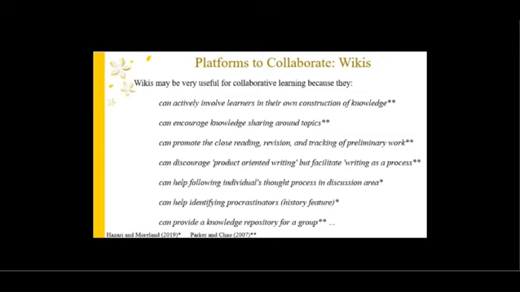Writing as a process may be facilitated on these kinds of platforms. Again, the individual thoughts of the learners may be followed. They can monitor their own thinking processes as they solve problems. These wikis may also be used as a kind of repository. For example, I created a wiki page in which almost everything was included.